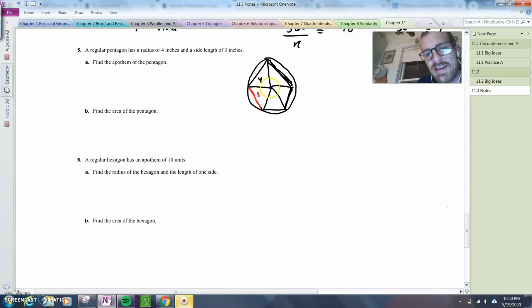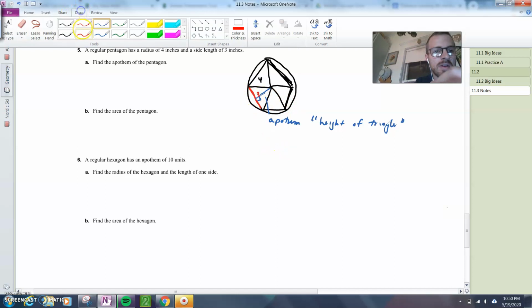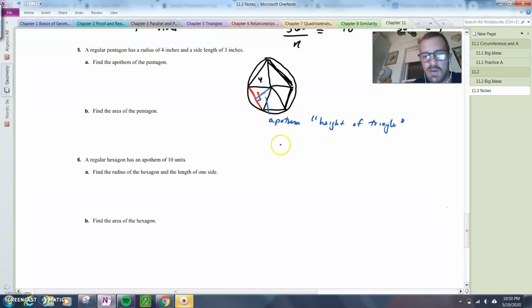And now remember, the apothem is the height. So it's like dropping a segment that is perpendicular to that side length. And that's our apothem. Kind of the same thing as the height of a triangle. Now, what is that? Well, if I kind of take this and look at it a little closer, I have a right triangle, and I'm going to draw it this way. I'm going to kind of flip it a little bit. I know that right here, the 4 is its hypotenuse.